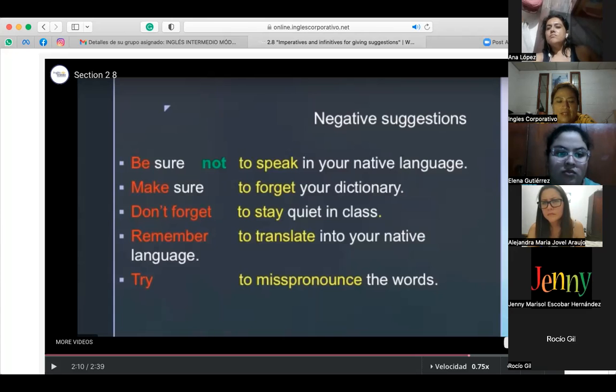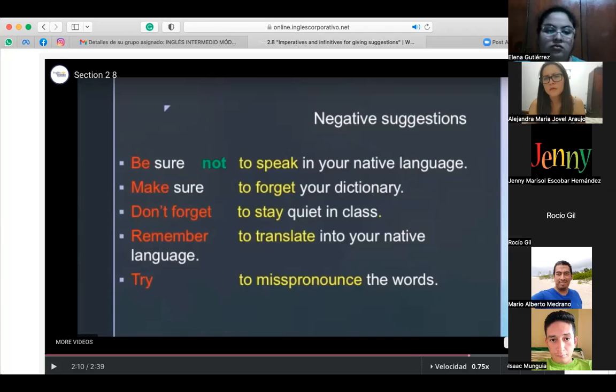Okay, another one, the next one. Who wants to say the next one? Elena. Okay, Elena. Remember not to translate into your native language. Perfect. Recuerda no traducir en tu lenguaje nativo. Okay, and the last one. Try not to mispronounce the words. Perfect. Trata no pronunciar mal. Mispronounce es pronunciar mal, ¿verdad? The words.